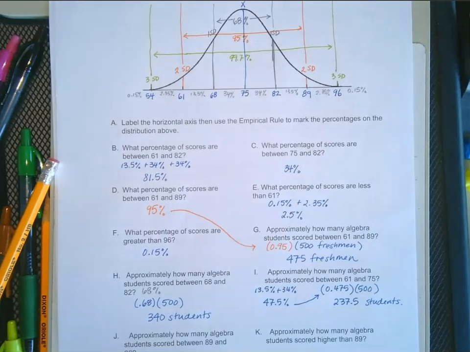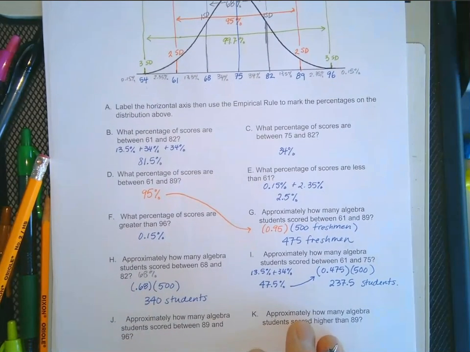Can you have half of a student? No. I noticed, though, that in this curriculum, they're okay with leaving it with the 0.5. But if we're going to actually make a prediction, we would either say 237 or 238, depending on what we want to do. If we want to truncate and just say, well, you can't have half a student, so it's 237, or if you want to round up, okay, because we're making predictions.